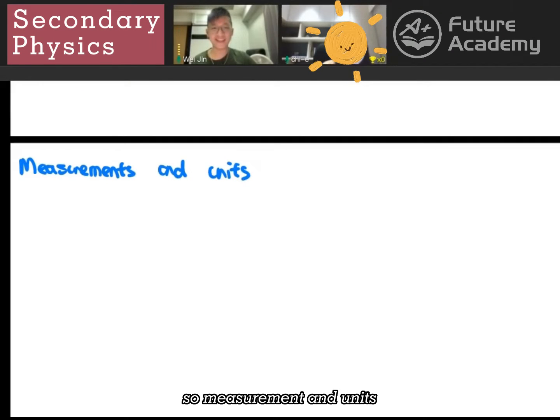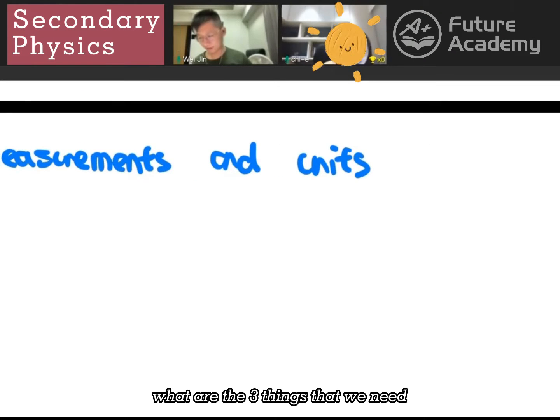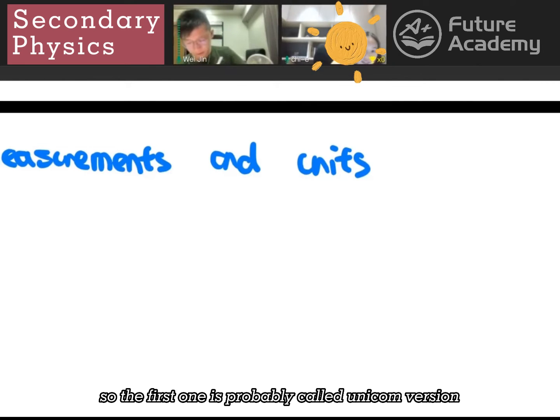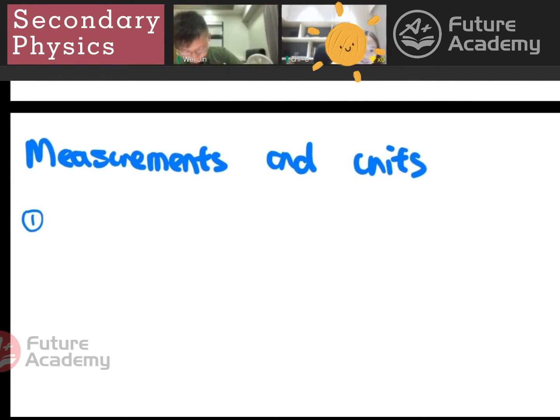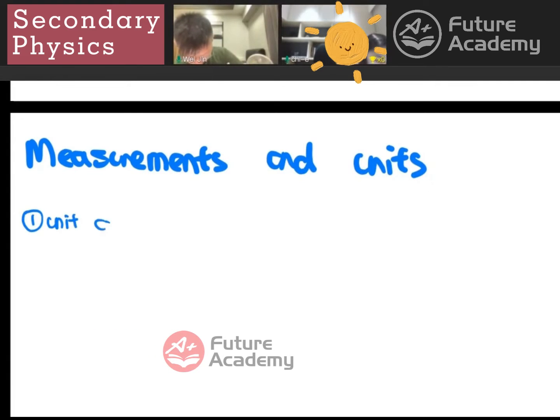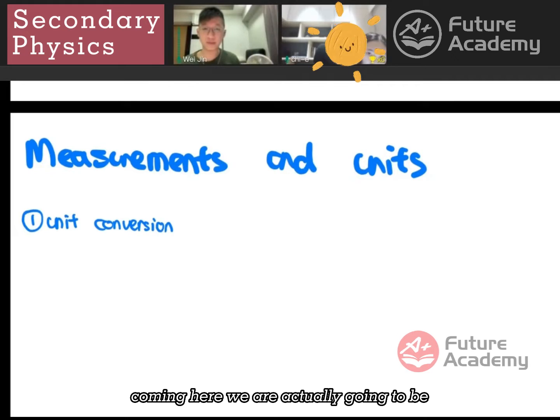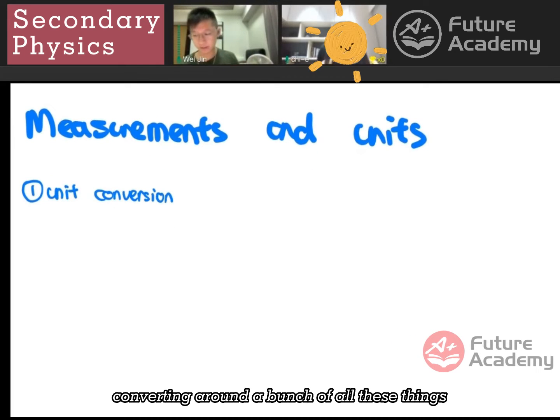Okay. So measurements and units. What are the three things that we need? Okay. For measurement and units, it's actually 4. So the first one is what we call unit conversion. And this is where all the prefixes and stuff come in. Okay, we are actually going to be converting around a bunch of all these things.